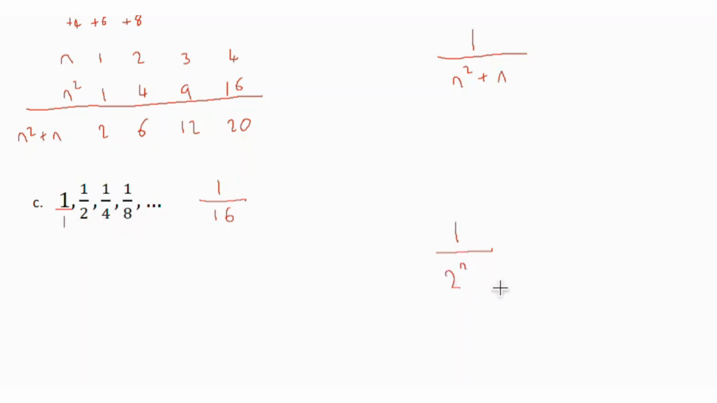But it's not quite 2 to the power of n, because 2 to the power of n would start at 2 when n is equal to 1. It's 2 to the power of n minus 1. When n is equal to 1, we get 2 to the power of 0, which is 1. When n is equal to 2, we get 2 to the power of 1, which is 2. When n is equal to 3, we get 2 to the power of 2, which is 4, and so on. Or we might have written this as 1 over 2 to the n minus 1, using laws of indices. We can transform between those.